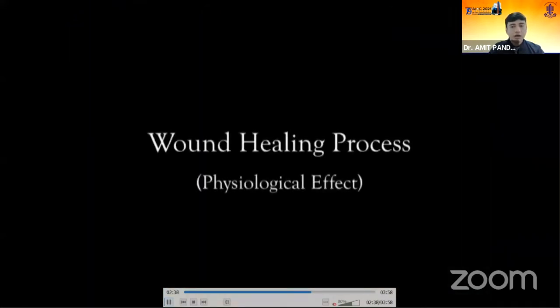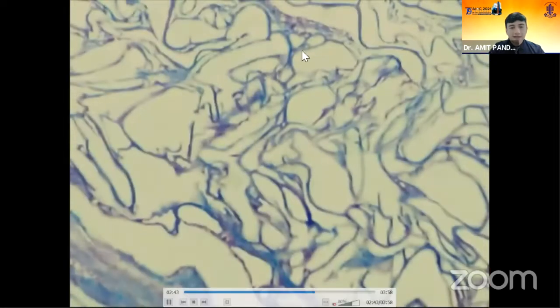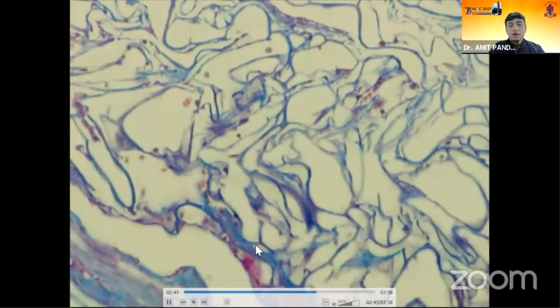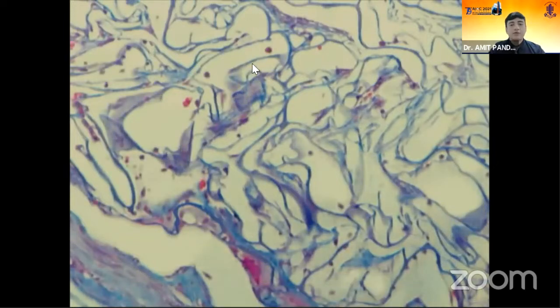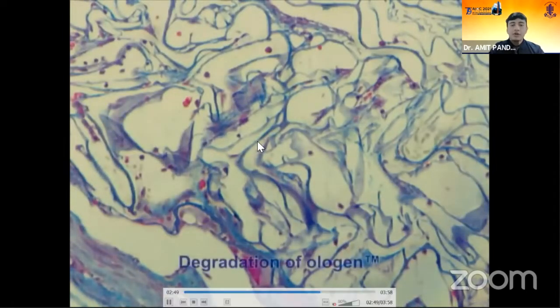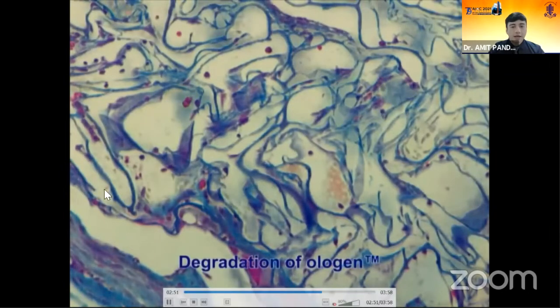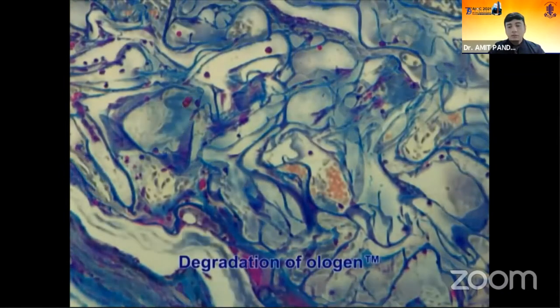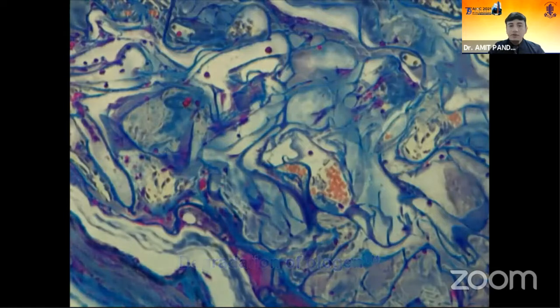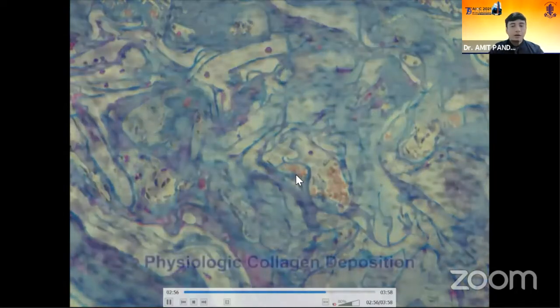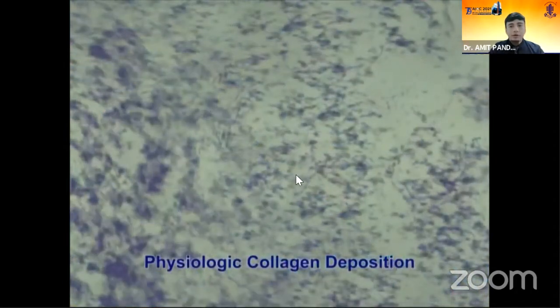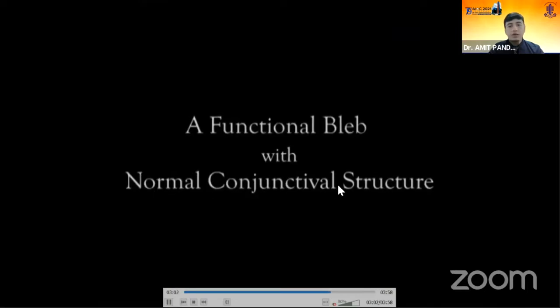In the long run, the Ologen acts as a scaffold for the fibroblasts to form a very loose kind of connective tissue matrix in the bleb area, along with microcystic spaces for the aqueous to drain. So what we'll end up with is a functional bleb with a normal looking conjunctival structure.